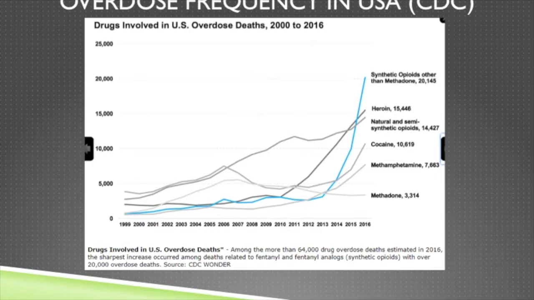In terms of overdose frequency in the USA, I just grabbed this off of the CDC, Centers for Disease Control, website. It's showing overdose deaths from 2000 to 2016. As you can see, that blue line for synthetic opioids is going to be literally through the roof. It's on its way there already, and that's a bit over 2 years ago. I don't know what the data are now, but it can't be less.